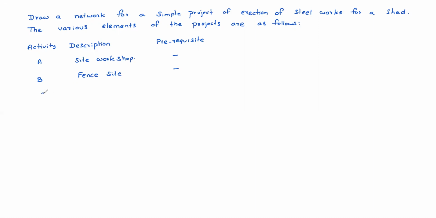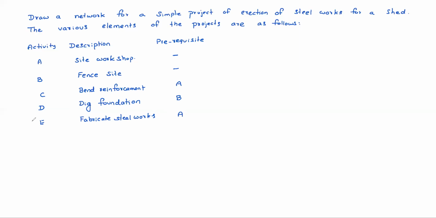Activity C is bending of reinforcement. For bending of reinforcement, the workshop is required, so the prerequisite is A. Then D, digging of foundation. After fencing is completed, we need to dig the foundation, so B is the prerequisite for D. And E, fabricate steelworks. For this, the site workshop is required, so of course A is the prerequisite.